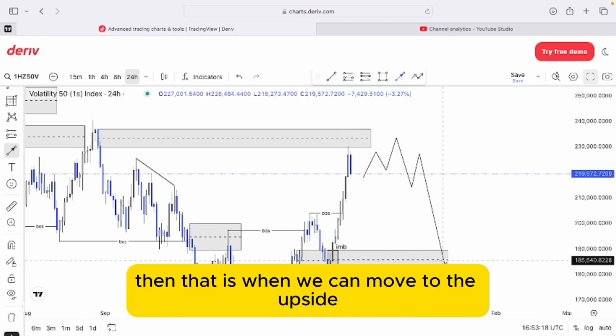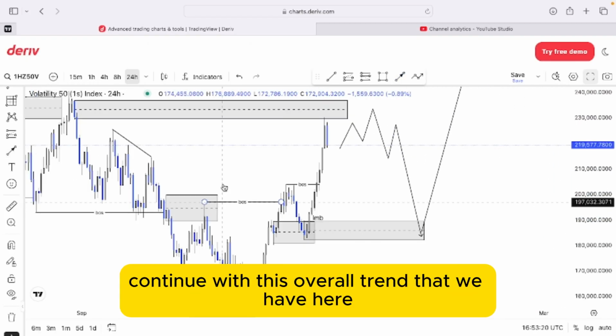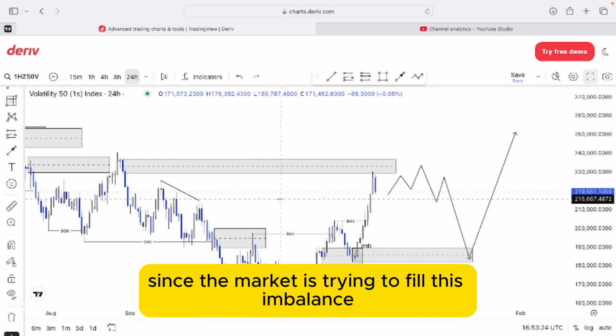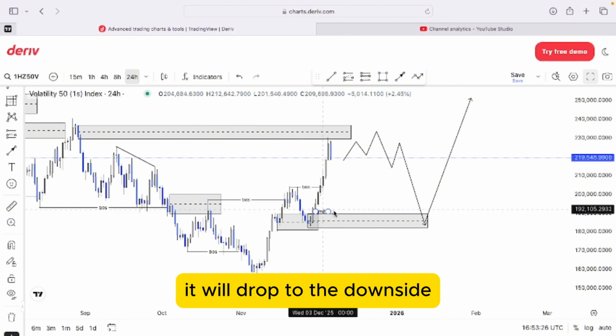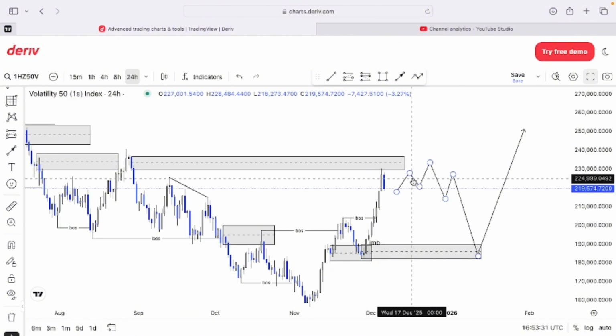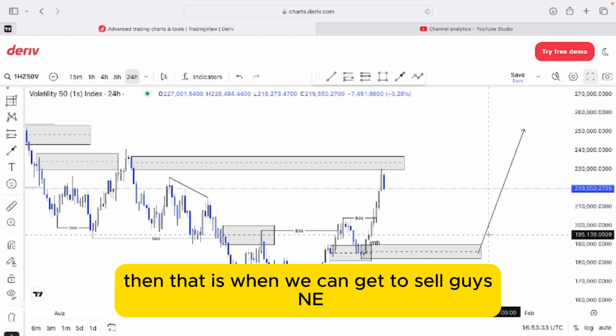Then that is when we can move to the upside, continue with this overall trend that we have here. But now, since the market is trying to fill this imbalance, it will drop to the downside, fill this imbalance, tap into this area, mitigate that area. Then that is when we can get to sell, guys.